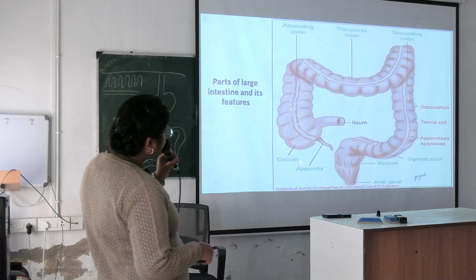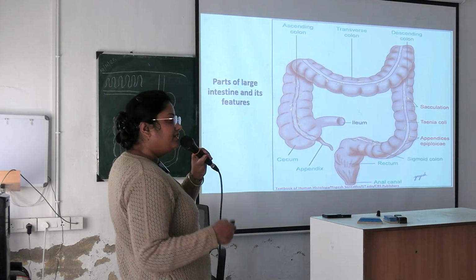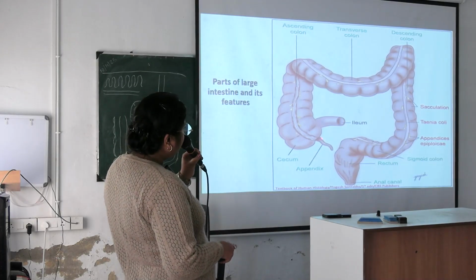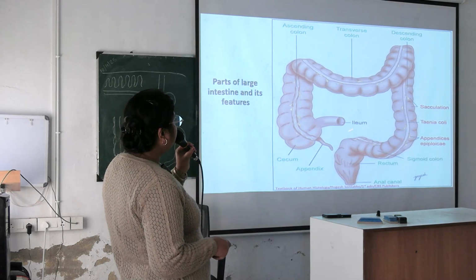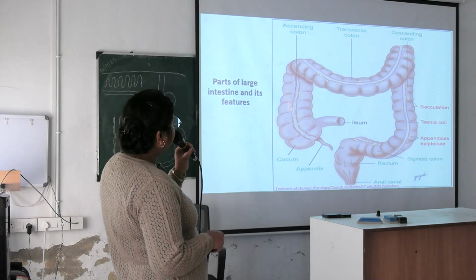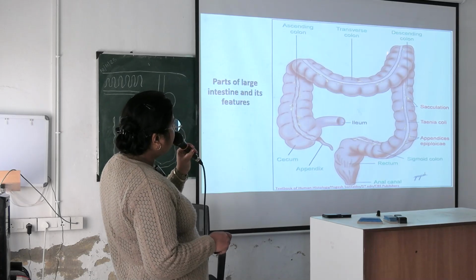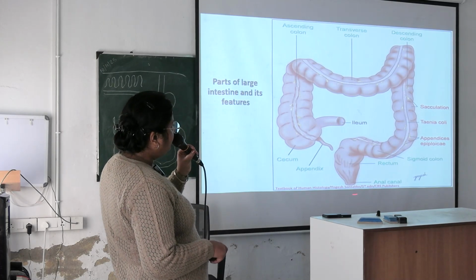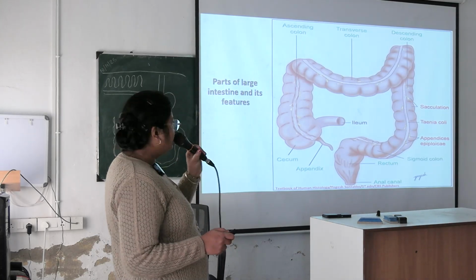So see here. This distended part is the cecum. This lies in the right iliac fossa. And from here, this small extension is the appendix. Here, ileum is joining with the cecum. This is the ascending colon, right colic flexure, transverse colon, left colic flexure, descending colon, sigmoid colon, rectum and anal canal. Okay, so all these are parts of the large intestine.